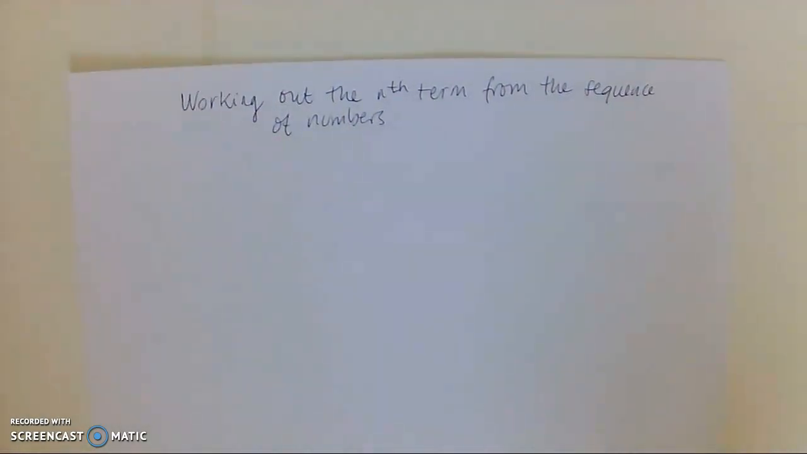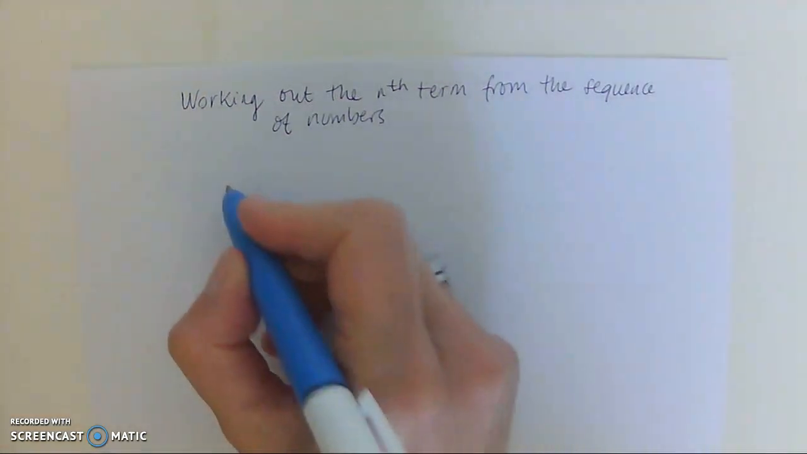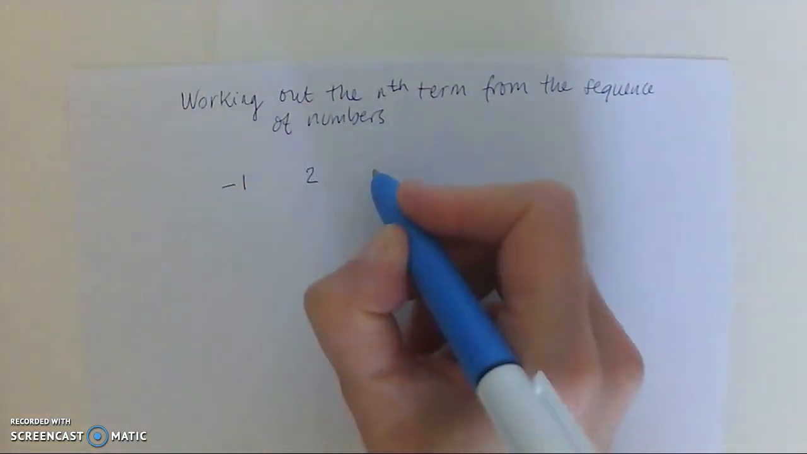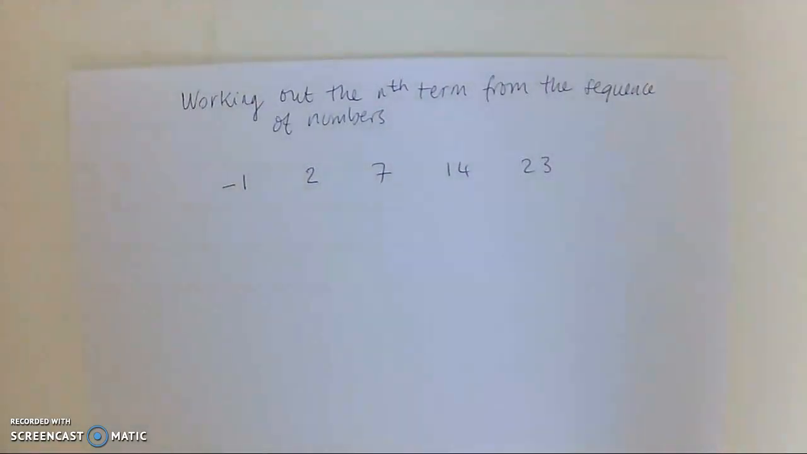Okay, so we have figured that the second difference in a quadratic sequence is always a fixed number. But now we need to work out from a sequence of numbers, we want to actually find the nth term when it turns out to be a quadratic sequence. So let's take an example. For example, we start with -1, 2, 7, 14, and 23.